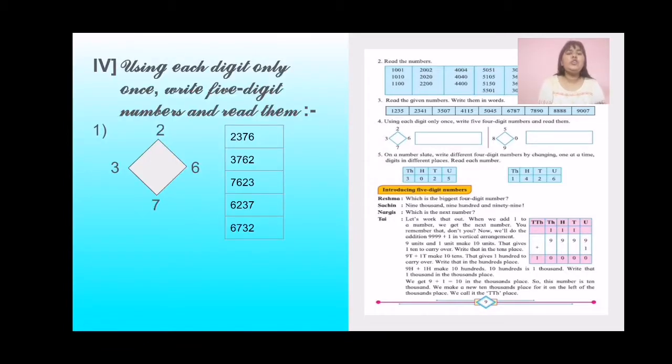Now the fourth exercise: using each digit only once, write 4-digit numbers and read them. That means I have drawn a diamond shape. On every corner I have written one number, like 2376, as it is in the textbook. So you have to make 4-digit numbers, but 5 numbers. How we had made 3-digit numbers, in the same way we have to make 5 numbers with these digits. The first one I have taken is 2376.